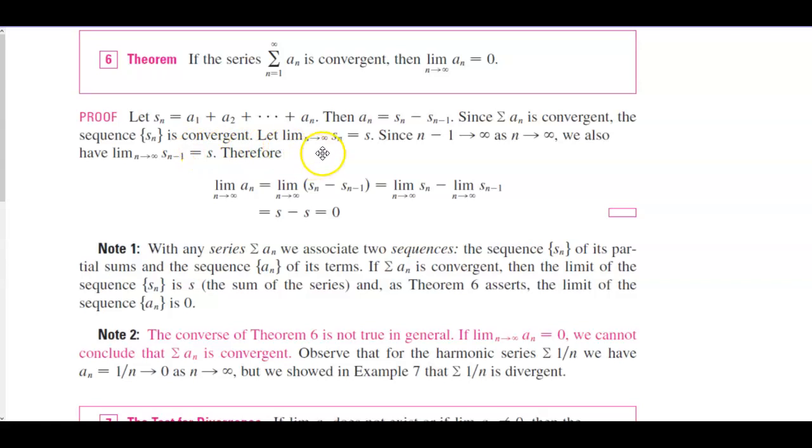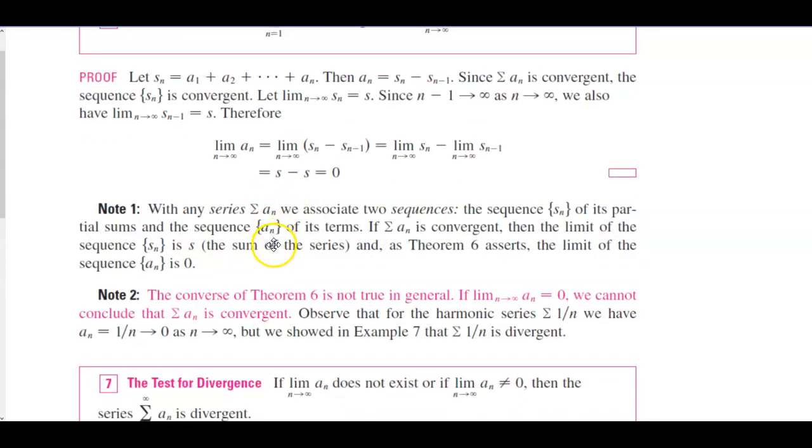So if we let the limit as n approaches infinity of s subscript n equal s, and since n minus 1 approaches infinity as n approaches infinity, then we also have the limit of s subscript n minus 1, which is equal to s. And therefore, the limit as n approaches infinity of a subscript n is equal to the limit as n approaches infinity of s subscript n minus s subscript n minus 1, which is equal to the limit as n approaches infinity of s subscript n minus the limit as n approaches infinity of s subscript n minus 1. Well, that means you get s minus s, which is going to give us 0.